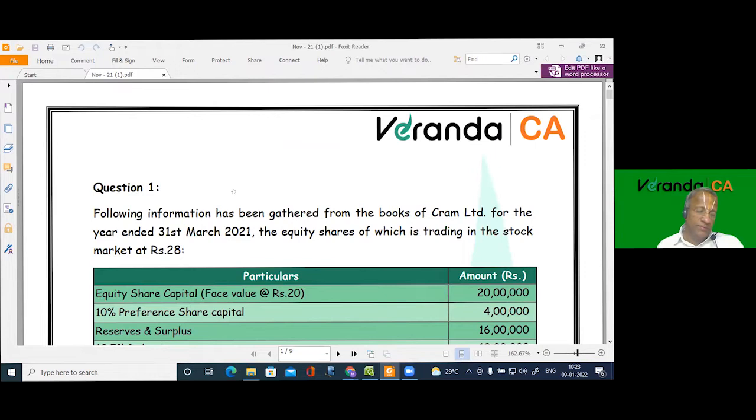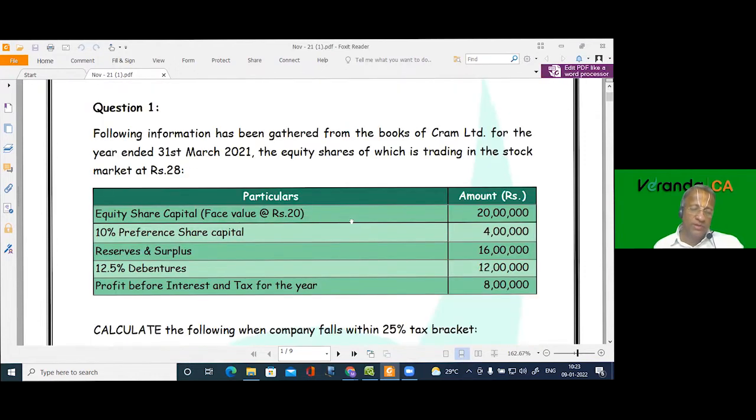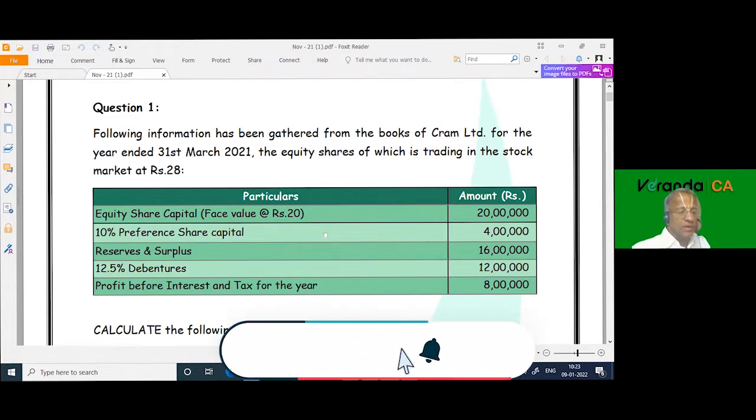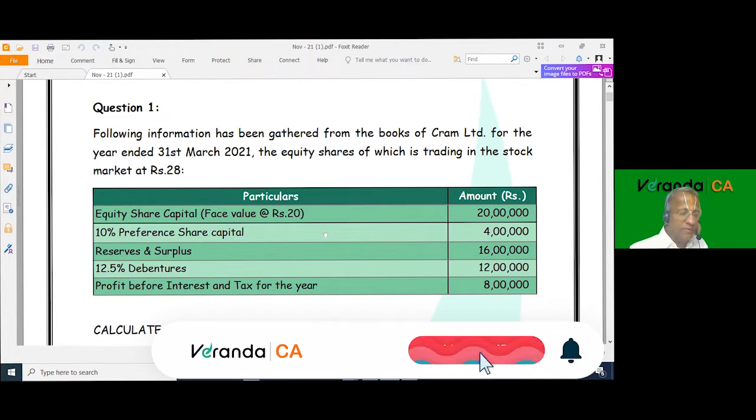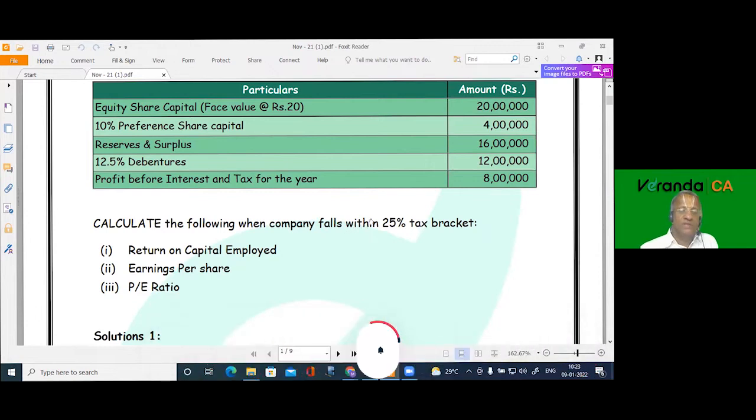The following has been gathered from the books of Crown Limited for the year ending 31st of March 2021. The equity shares are trading in the stock market at ₹28. Share capital, face value, 20 lakhs. 10% preference share capital, 4 lakhs. Reserves and surplus, 16 lakhs. 12.5% dividends, 12 lakhs. Profit before interest and taxation is 8 lakhs. Calculate the following when the company falls within the 25% tax bracket: return on capital employed, then earnings per share and PE ratio.